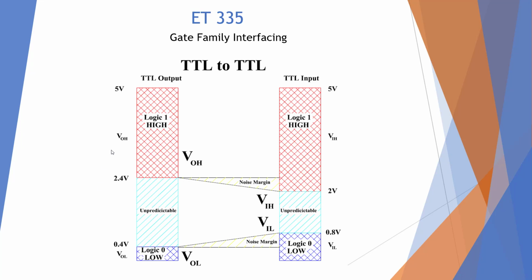Okay, and the guaranteed output of a gate is between 0 and 0.4 volts. The guaranteed input voltage that it'll allow as a low is from 0 to 0.8, giving it a noise margin of 0.4. So these devices together will communicate nicely.